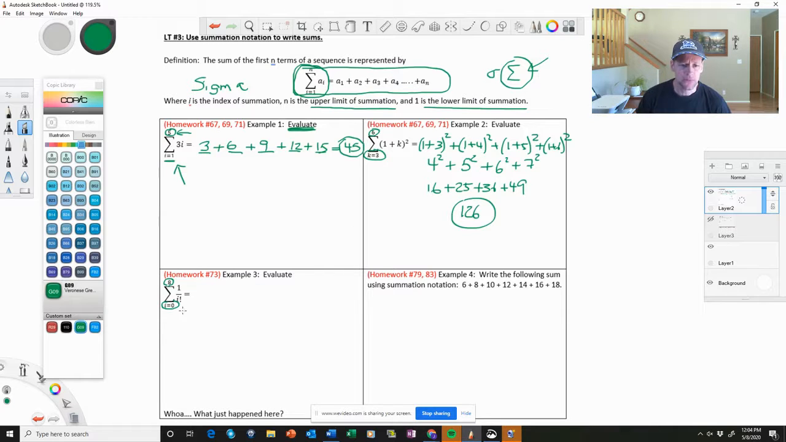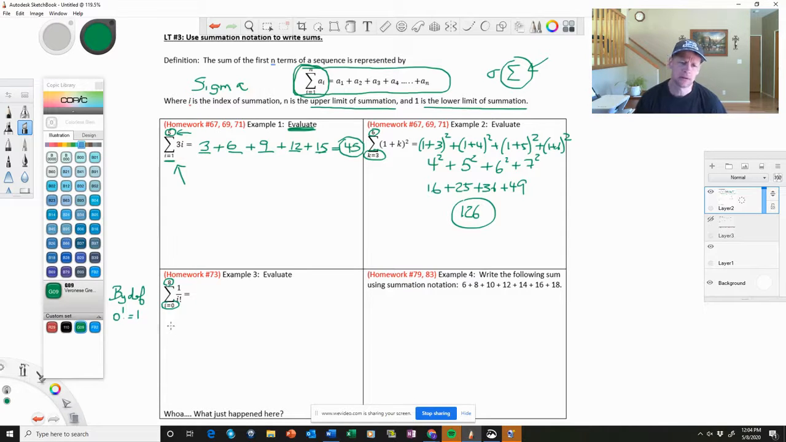All right. So for this one, it's kind of cool. We'll do it. The one thing you need to know, and I don't know if you guys know this part, is that by definition, 0 factorial equals 1.